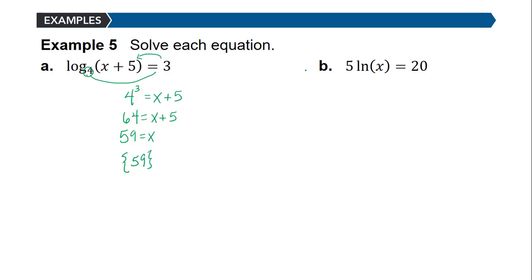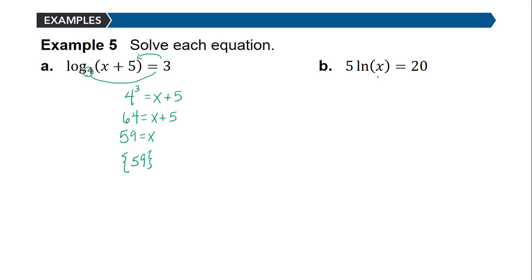Hopefully you're seeing the connection, right? To solve the log equations here, I'm having to convert to the exponential form. To solve the exponential equations, I had to apply logs, right? Inverse operations.